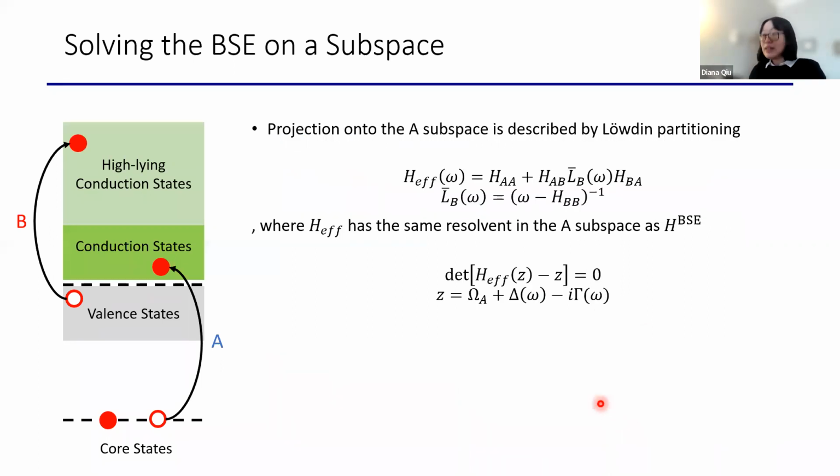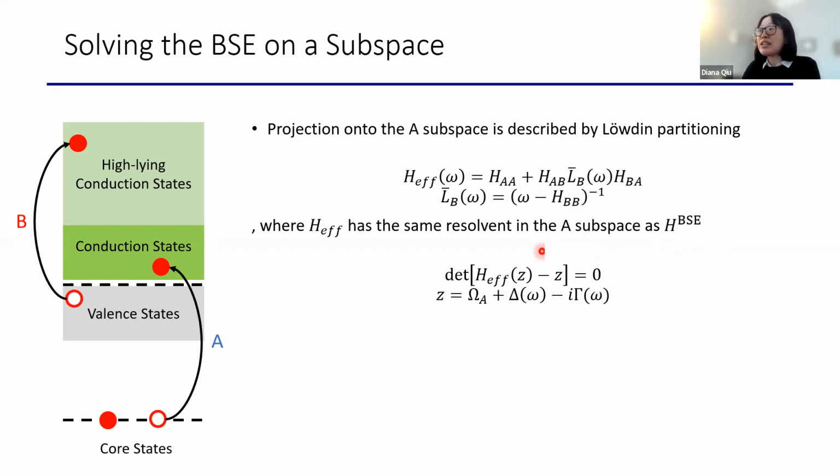So this sort of subspace projection is one of the most common problems in physics, and we know how to project this larger Hamiltonian onto the A subspace by using Löwdin partitioning, which says that we can write the effective Hamiltonian, with the same resolvents as the full Hamiltonian, as this AA block plus a correction due to the downfolding of the matrix. And this correction describes the coupling of the A subspace through this off-diagonal AB block to the resolvent of the B subspace here.